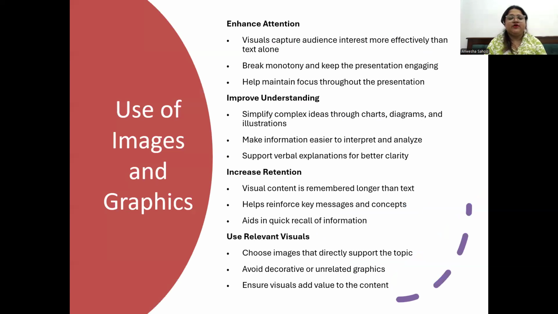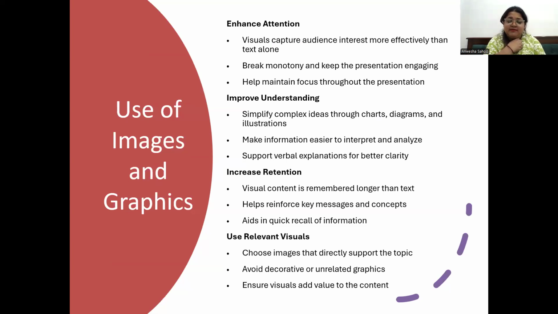Next is the use of images and graphics. They enhance attention. Why do we use images and graphics? Because it will enhance the audience's attention. Visuals capture audience interest more effectively than text alone. It breaks monotony and keeps the presentation engaging. It also helps maintain focus throughout the presentation.